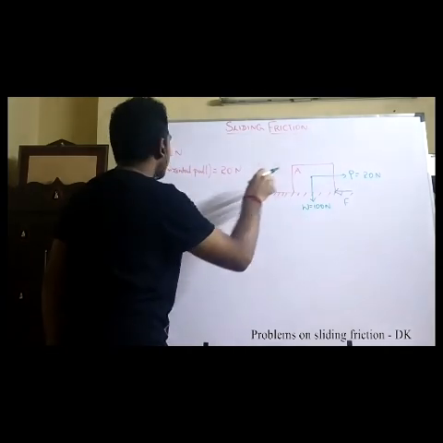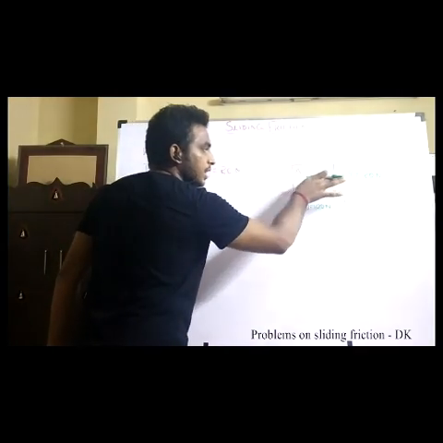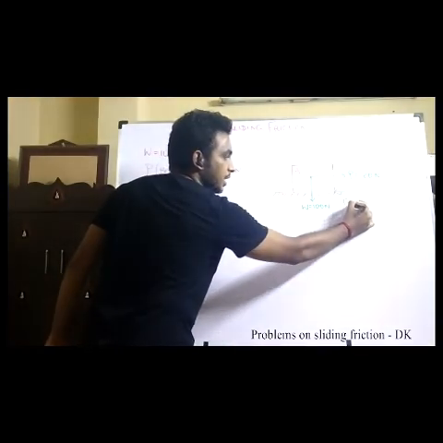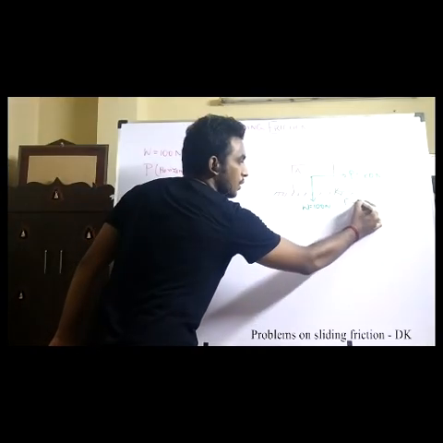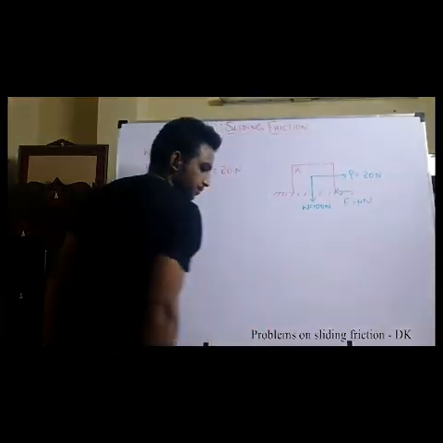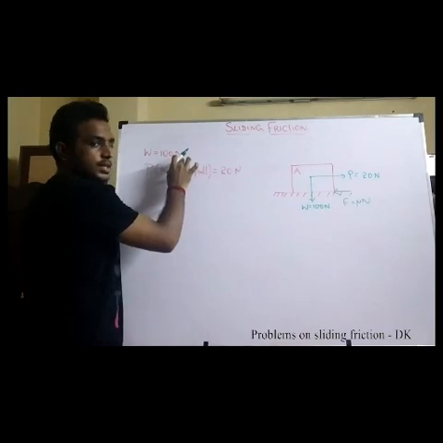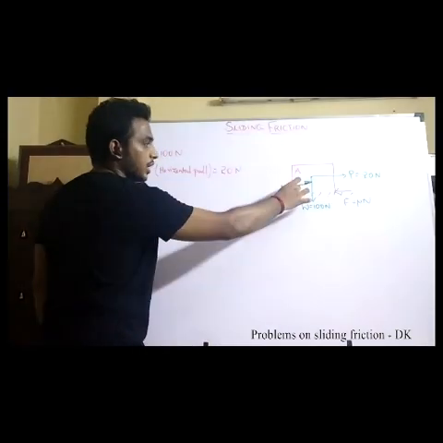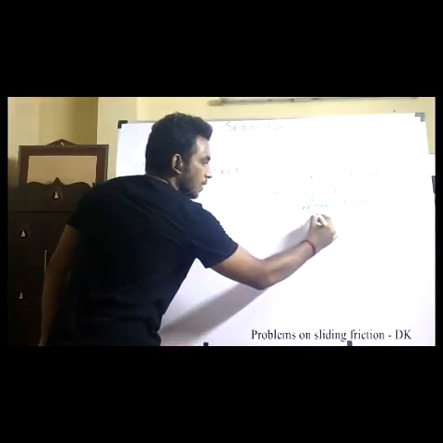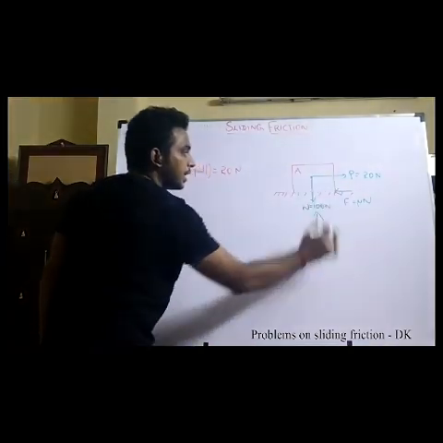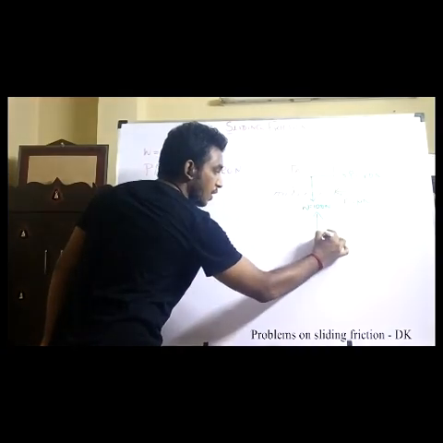In this problem, they are given a force of 20 Newton, that is a horizontal pull. When the pull is in this direction, the frictional force will be in the opposite direction. We know from the earlier formula that frictional force is equal to mu times the normal reaction. They also said a weight of 100 Newton is acting over the body. So 100 Newton will be acting exactly downward, and the normal force will be acting perpendicular to the body. So that will be the normal reaction.